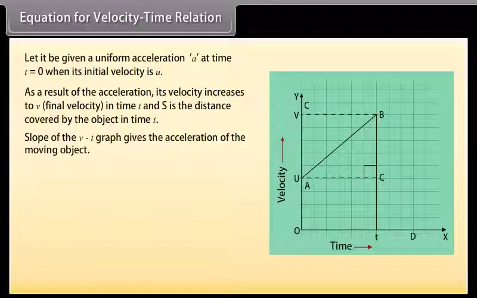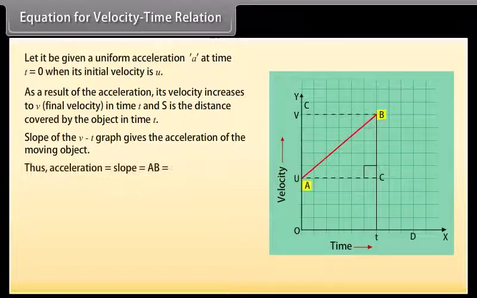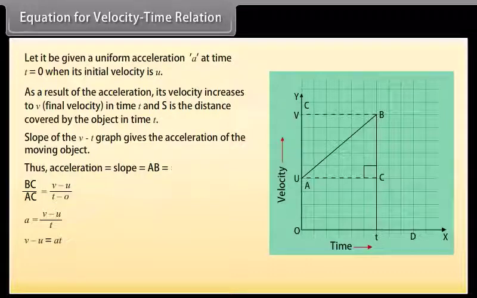The slope of the v-t graph gives the acceleration of the moving object. Thus, acceleration is equal to slope, which equals AB upon BC... which equals BC upon AC, which is equal to (v minus u) upon (t minus 0), where a is equal to (v minus u) upon t. This gives v minus u equal to at, so v equals u plus at, which is the first equation of motion.